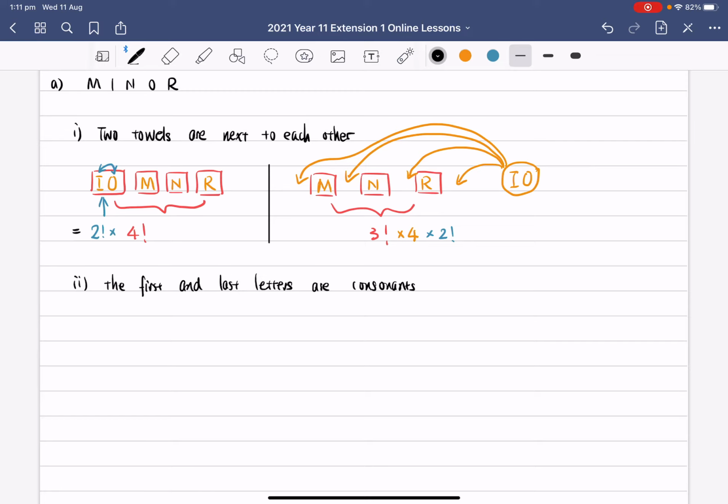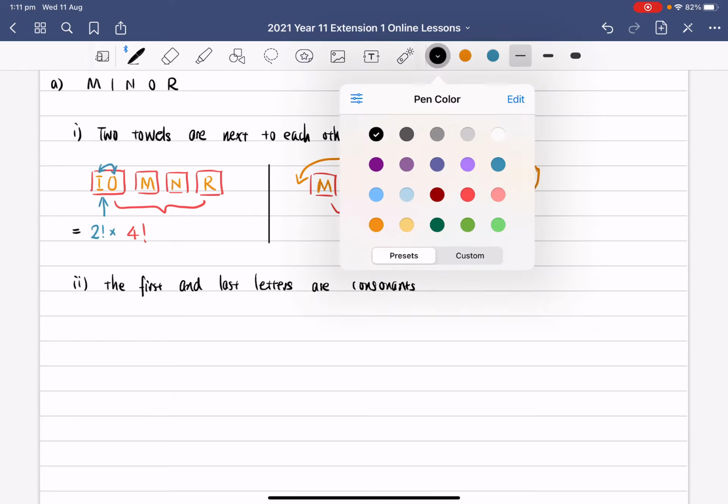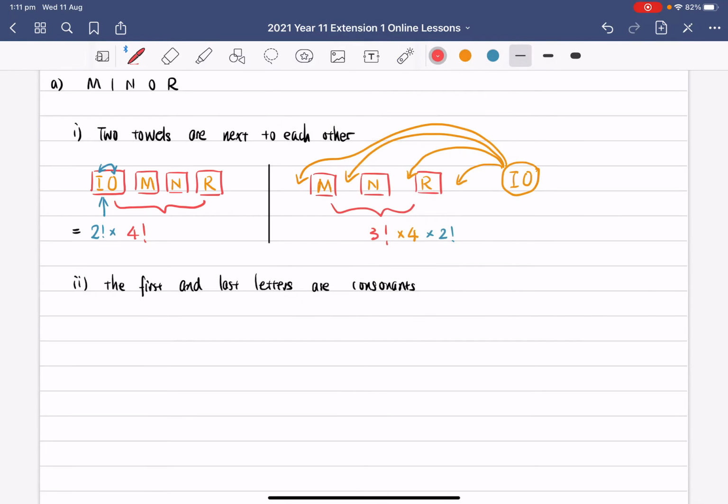Now to do this question here, I'm using a completely different method, or at least I'm using a different method to do this question. The way I'm going to do this now is by drawing boxes. So as you can see here, different questions sometimes require us to use a different strategy. All right, now the first and the last letter has to be a consonant, so we just listed all the consonants, which is not a vowel. We've got M, we've got N, we've got R.